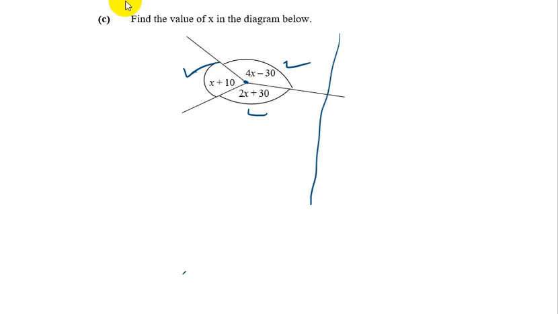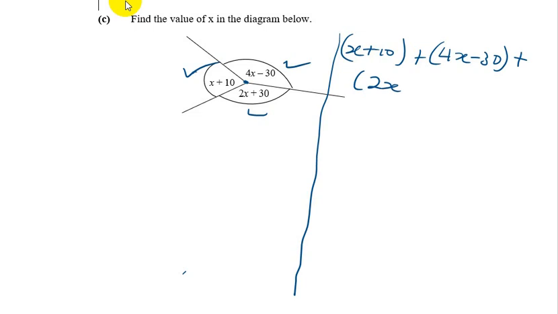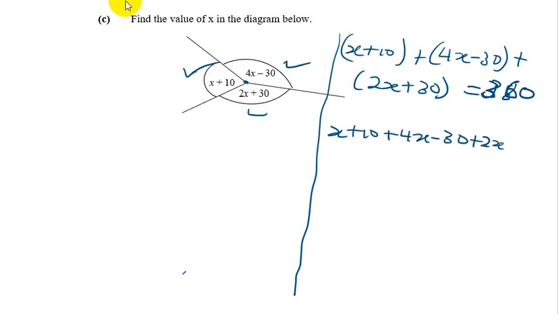So let me solve it here. We are going to get the first one, (x plus 10) in one bracket, plus (4x minus 30) in another bracket, plus (2x plus 30) in another bracket, all being equal to 360, because angle at a point, right? So we are going to get x plus 10 plus 4x minus 30 plus 2x plus 30 being equal to 360. So from there, what do we do?